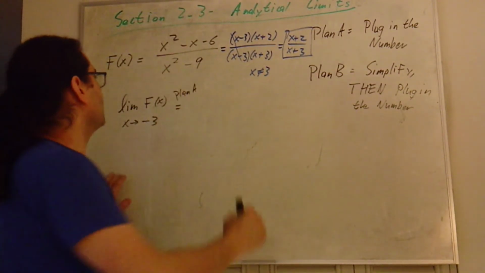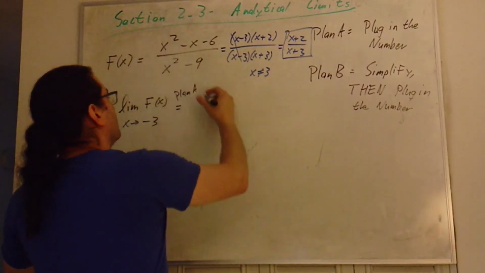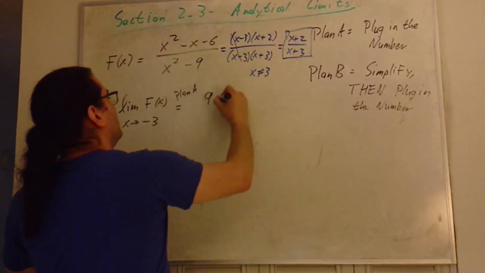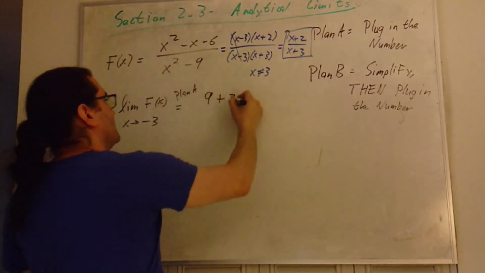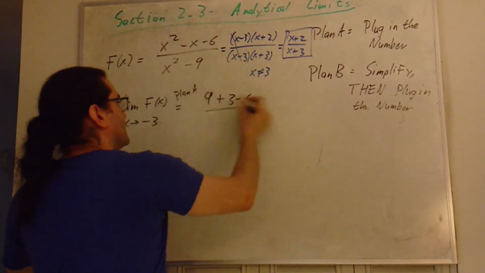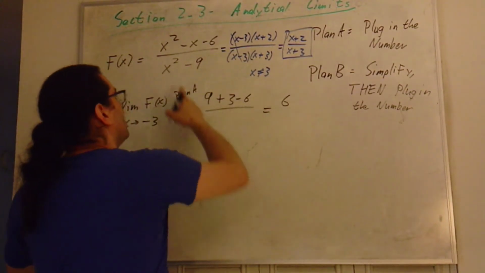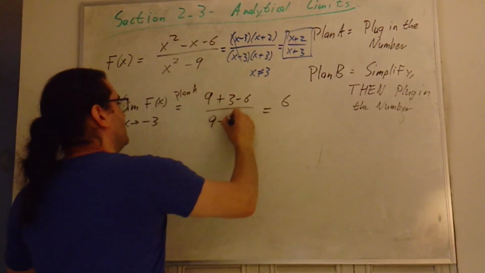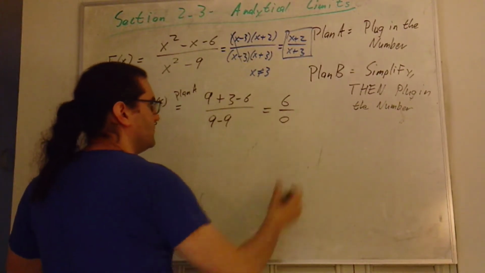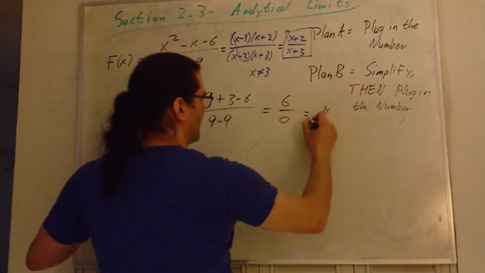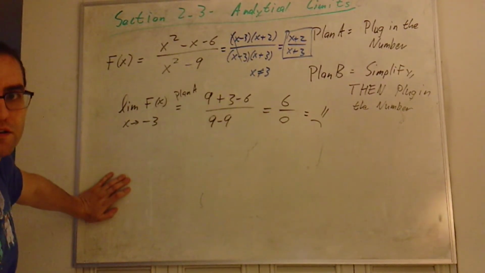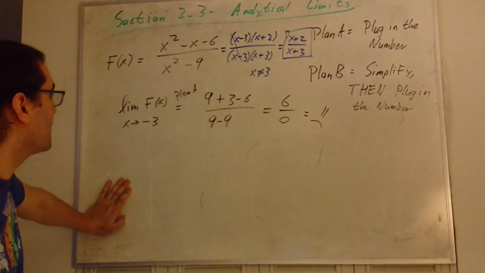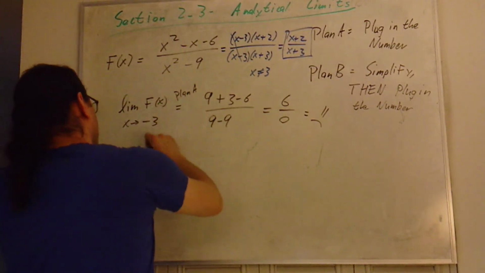We'll plug some stuff in. This will give me 9 plus 3 minus negative 3 will give me plus 3 minus 6. So it looks like a 6 on top. The bottom should give me 9 minus 9, which is 0 on the bottom. That's a big frowny face. That's not going to work for us. 6 over 0 is no good. So we're going to switch to plan B.